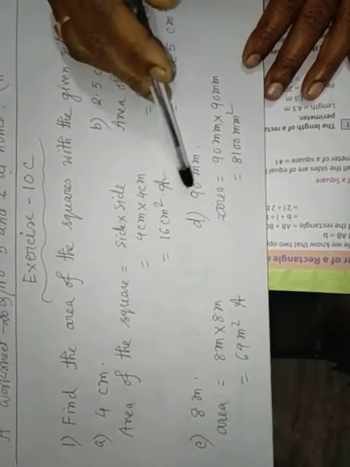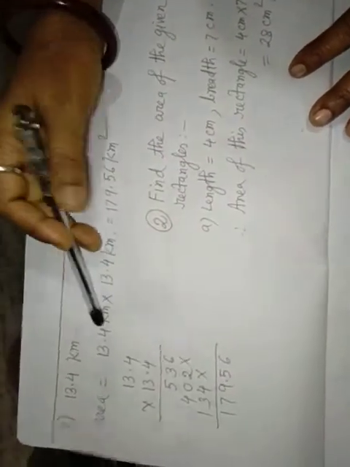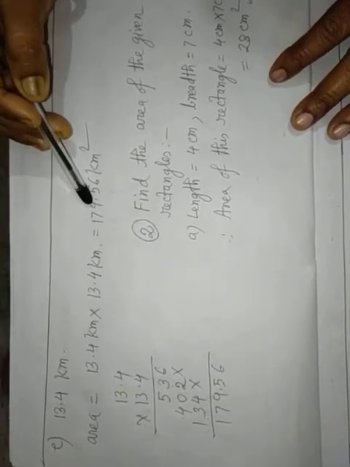One side 90 millimeter, that is area 90 millimeter into 90 millimeter, which is 8100 millimeter square. Side 13.4 kilometer, area equal to 13.4 kilometer into 13.4 kilometer, which is 179.56 kilometer square.